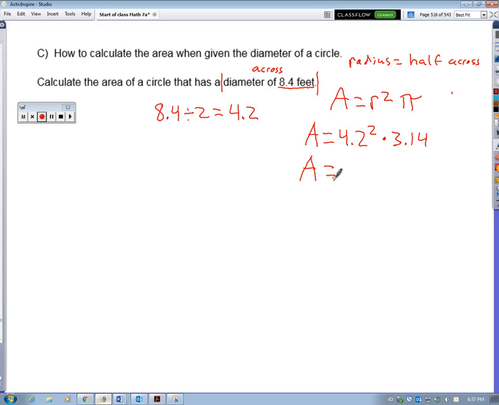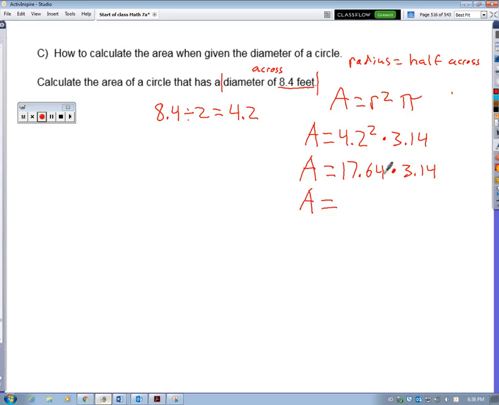My next step, I'm going to take 4.2 to the power of 2. So take 4.2 times 4.2. That is going to get you 17.64 multiplied by 3.14. We're on to our last step.